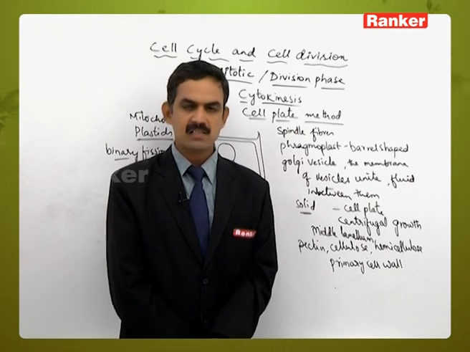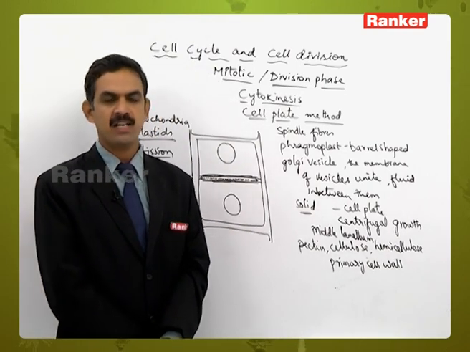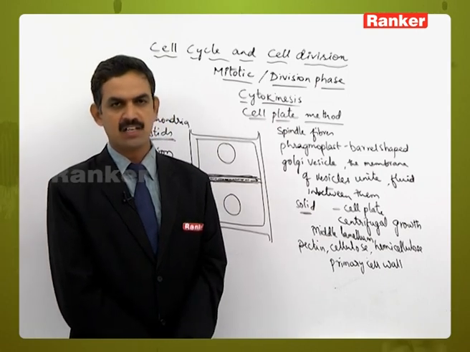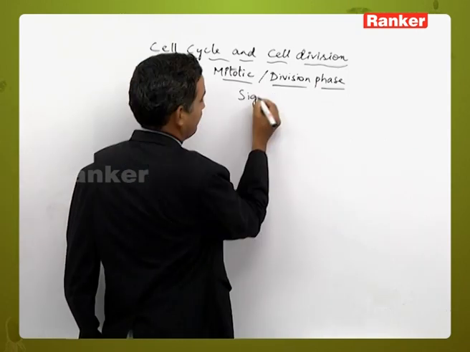In plant cells, cytokinesis occurs by the cleavage method in the lower organisms, whereas in the higher organisms it occurs by the cell plate method.